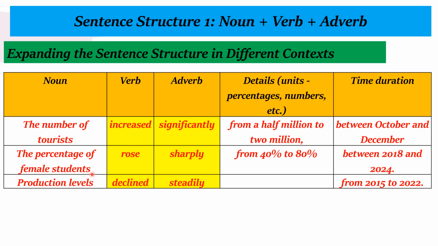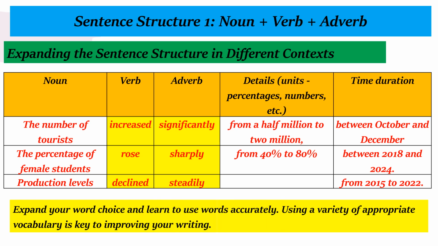Here are some alternatives. Instead of increased significantly, you can use grew substantially, rose considerably, or went up noticeably. Instead of rose sharply, you can say jumped significantly, climbed dramatically, or surged noticeably. Similarly, instead of declined steadily, you can say dropped gradually or fell gradually. Choosing the right verb plus adverb combination helps you express trends clearly and improves the variety in your writing. Now let's move on to the next sentence structure.